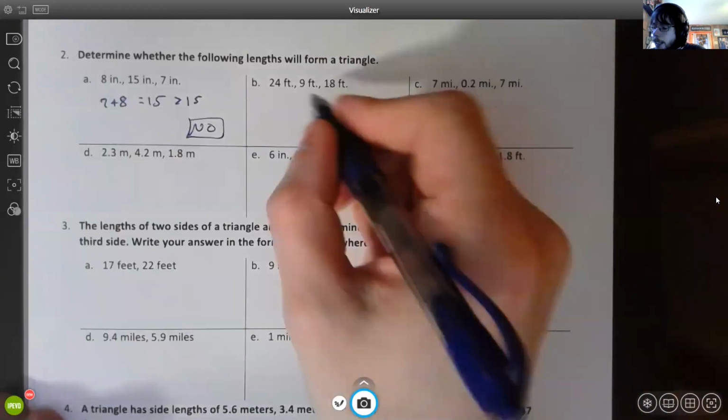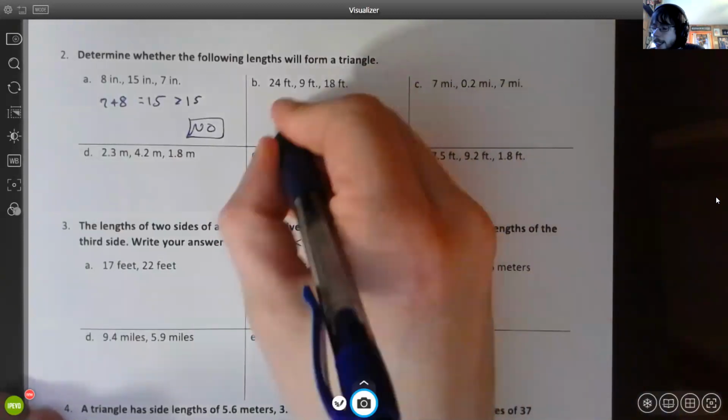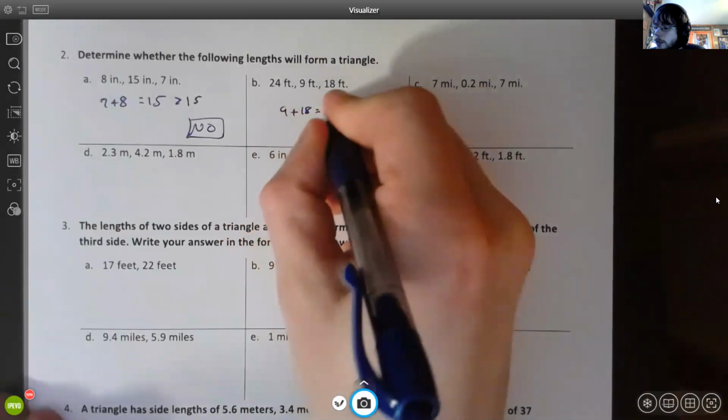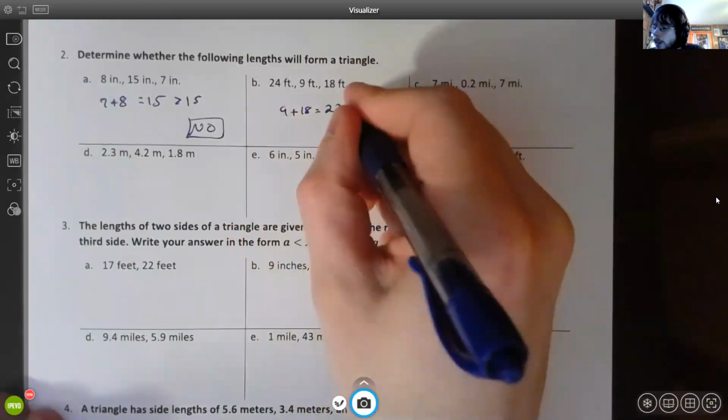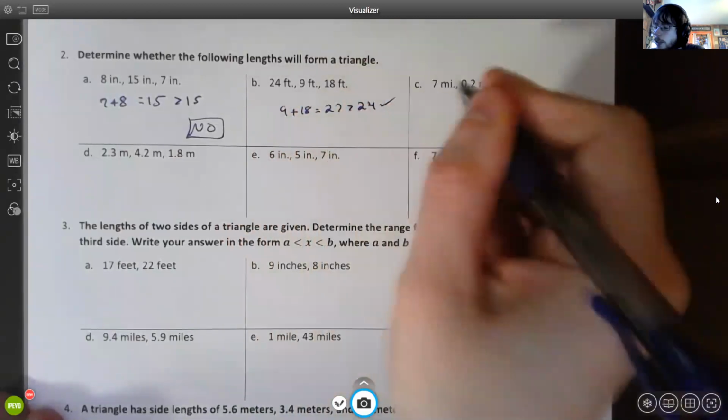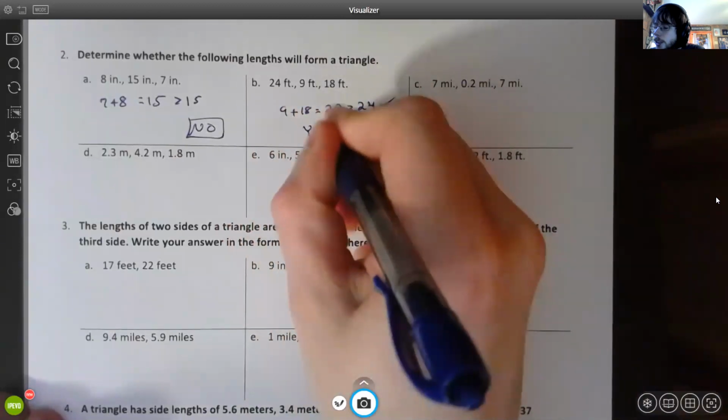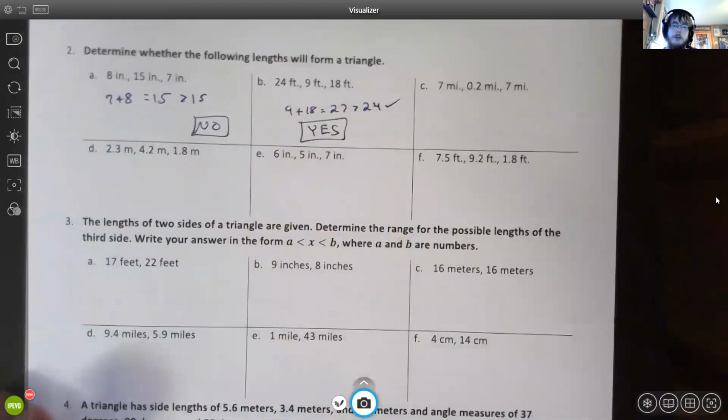Likewise, if you did B, you would take 9 and 18. And when you add those together, it gives you 27. And is 27 greater than 24? Yes. So this is a triangle. Okay.